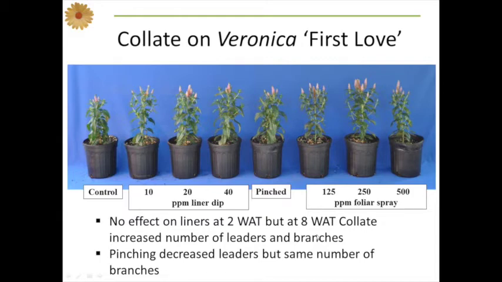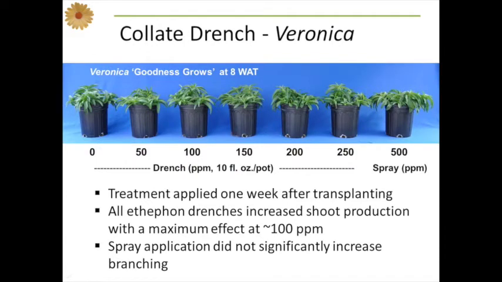Another example of drenches, and this was with Veronica Goodness Grows, with treatment applied 1 week after transplanting. All of these drench treatments did give us a significant increase in the number of branches in the shoots. The optimum was in this 100 part per million range. Our spray control was essentially a 500 part per million Ethephon spray, which did not actually increase the number of branches. So we are finding some increased activity with the drenches.